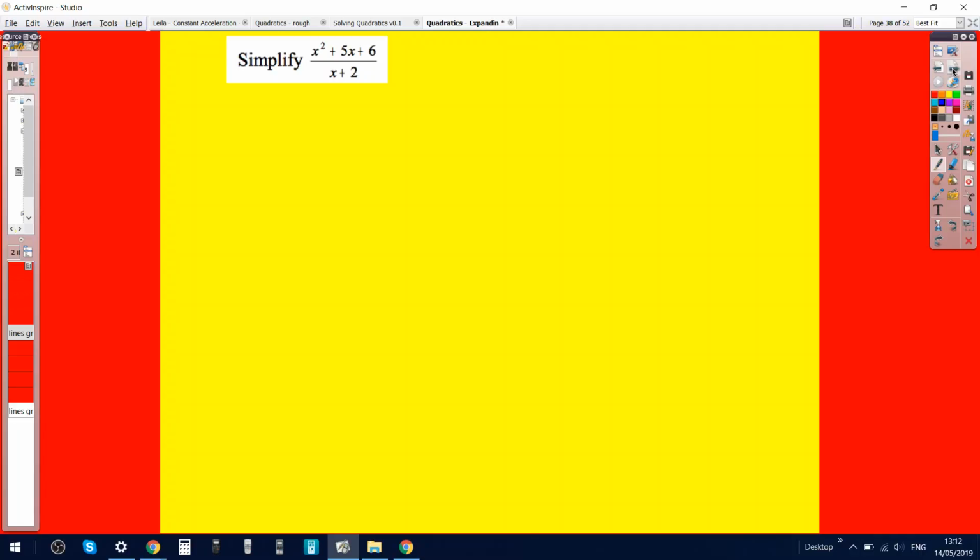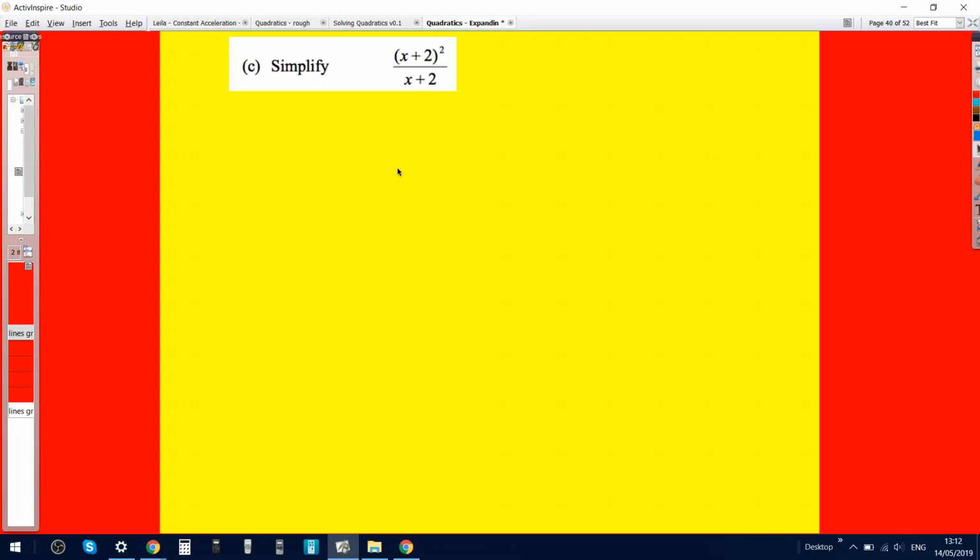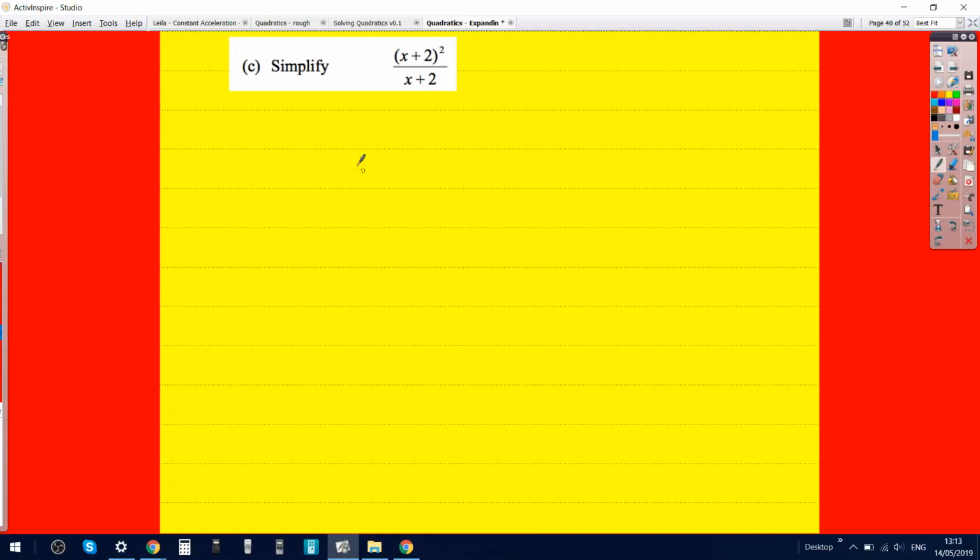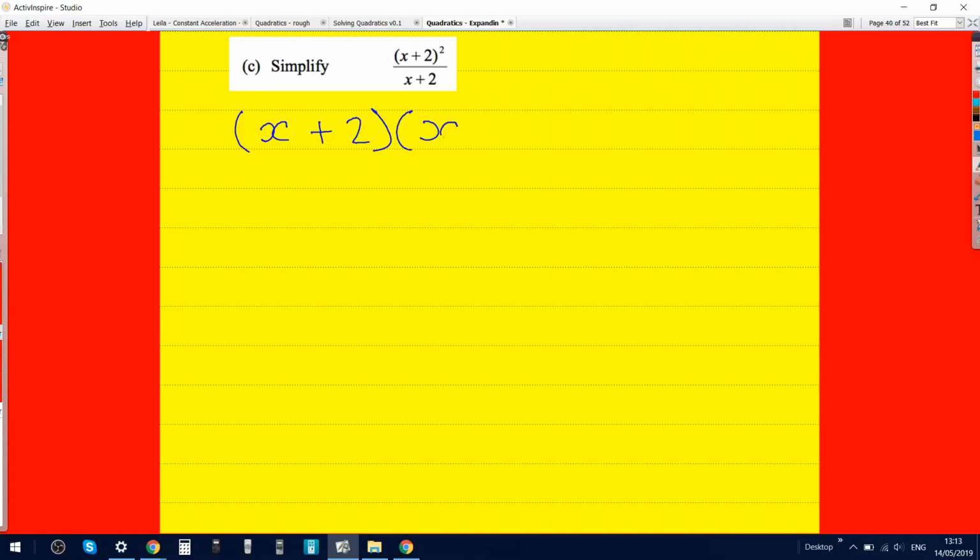So let's try this one. Okay. So basically, if you expand the top bit, it will just be, so you'd write it twice. So you're not supposed to expand it. You're supposed to fully factorize and fully simplify. Of course, right.